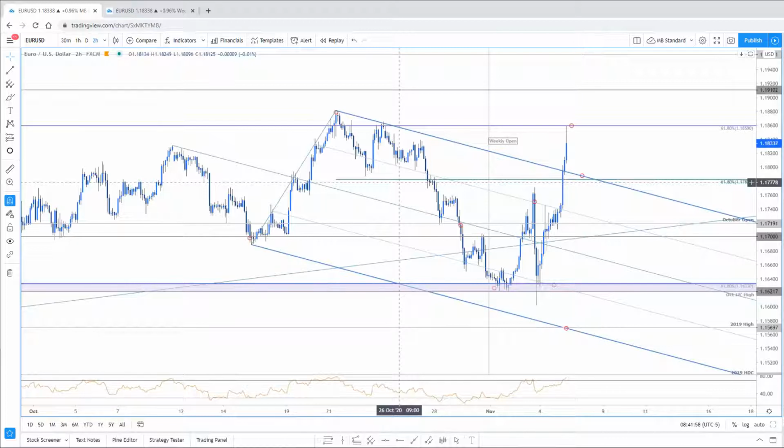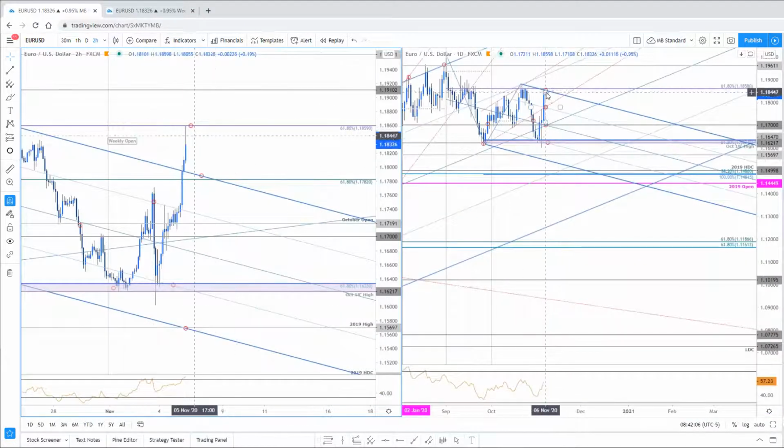Questions on euro. So on the pullback, if 1780 holds support or thereabouts, you're looking higher. Here's what it looks like again on that daily chart. This is the big pivot zone.